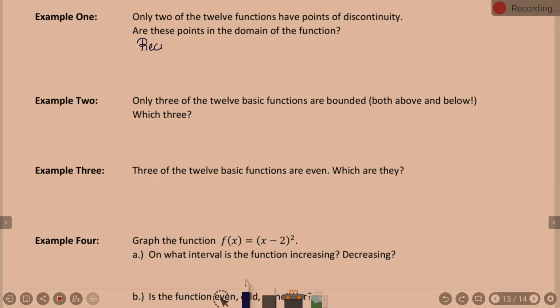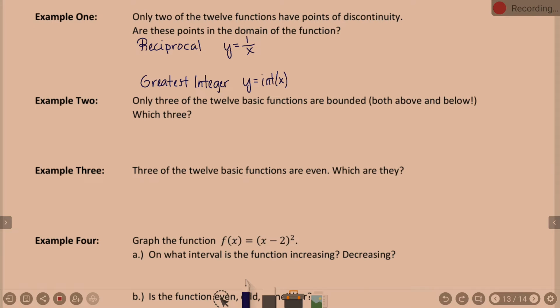So my 2 answers there, and I can't remember whether the answer key has reciprocal or y equals 1 over x. So you might want to put them both. And then the other one was the greatest integer function. I tend to just write that as y equals int x. If you want to write it with the square brackets around x, you can write it that way. You just can't graph it that way.